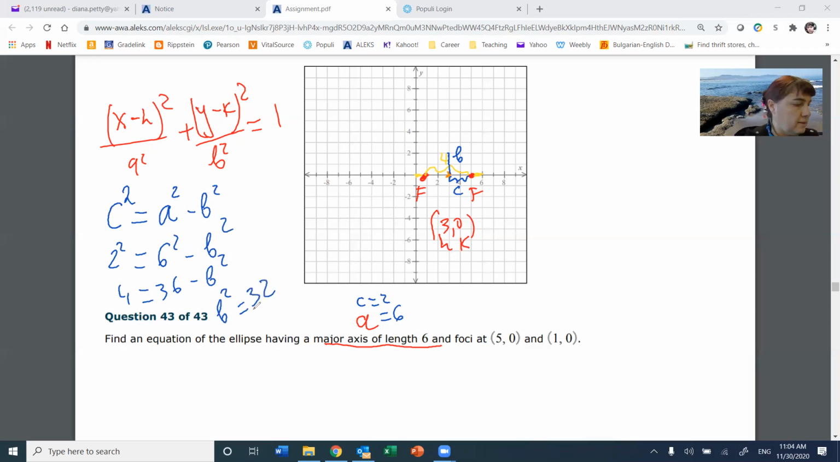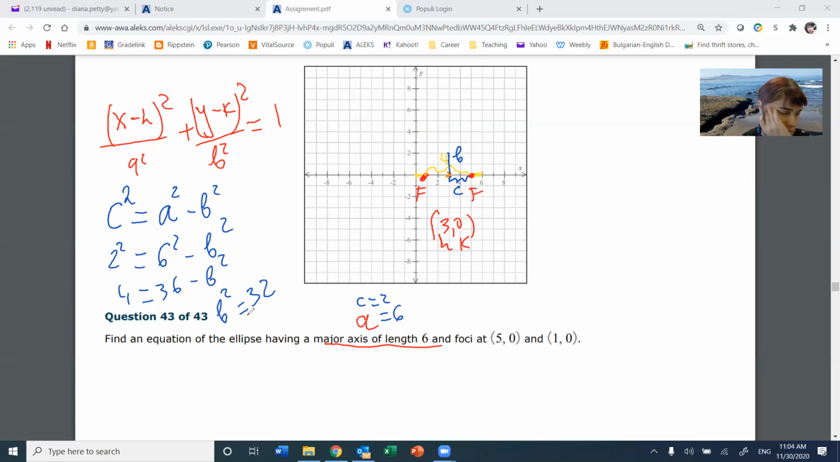Wait, is this the right equation? I think we're messing something up with the numbers, because this is not going to come out to the right number. So let's see where we messed up. Foci, did we? How is it possible?